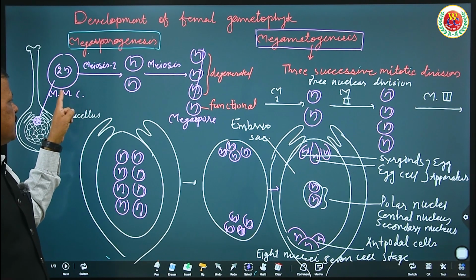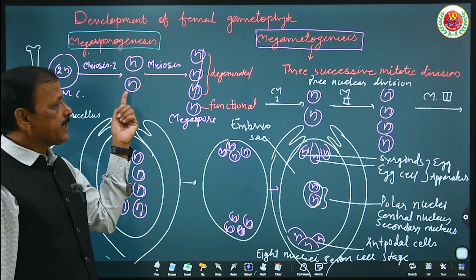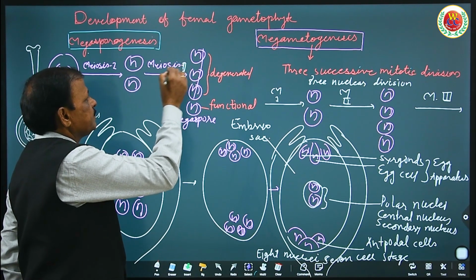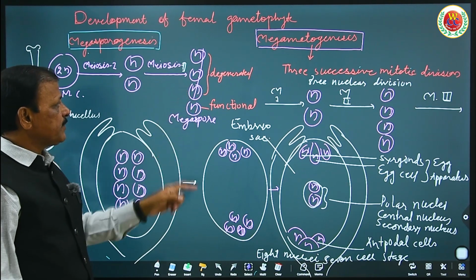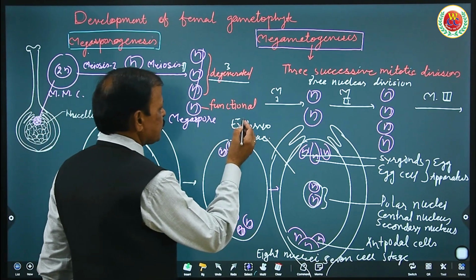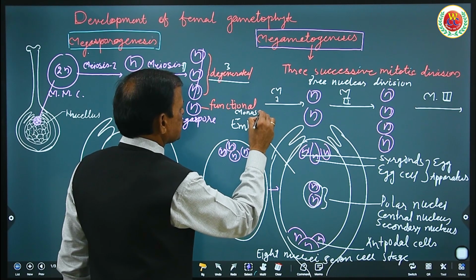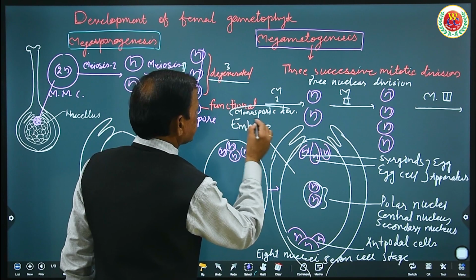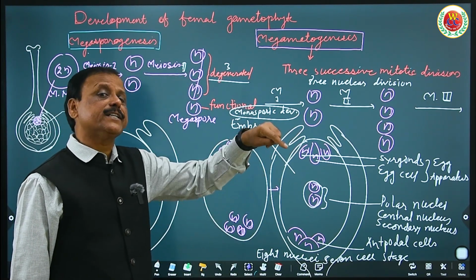In the first meiosis, this megaspore mother cell forms 2 haploid secondary megasporocytes, which undergo meiosis 2, that is mitotic. This is meiosis 1; meiosis 2 produces 4 megaspores. Out of that 4, 3 degenerate and only 1 remains functional. This is called monosporic development. Please remember this word, because a question can be asked: what is monosporic, bisporic and tetrasporic.